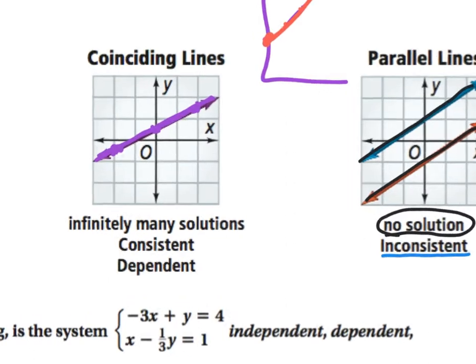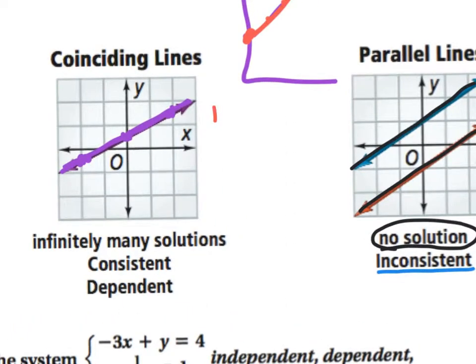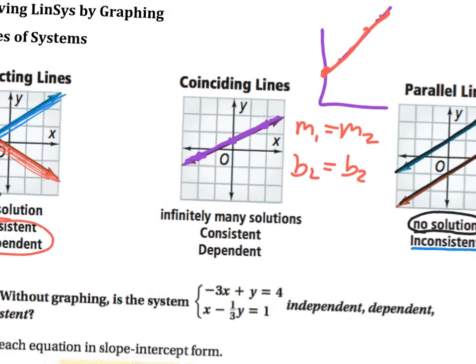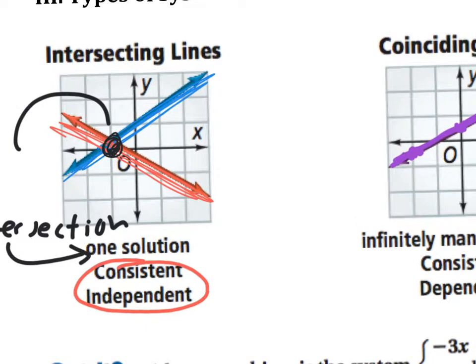Well, what about this guy over here? These guys have the same slope. And it turns out, since they have the same line, they have the same b as well. And over here, what do you notice about these slopes? The slopes are different, and that's the key. They can be perpendicular, but all we're saying is that the slopes are different. That's it. The moment you notice different slopes, bam, one solution.